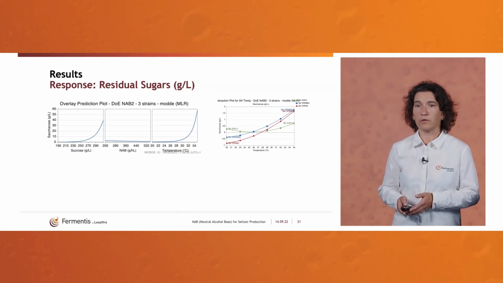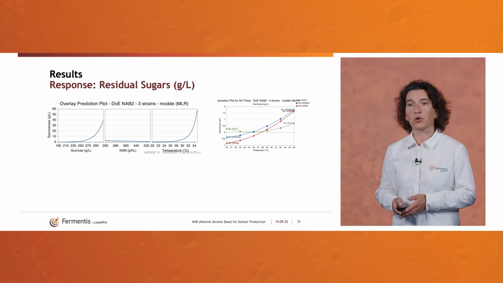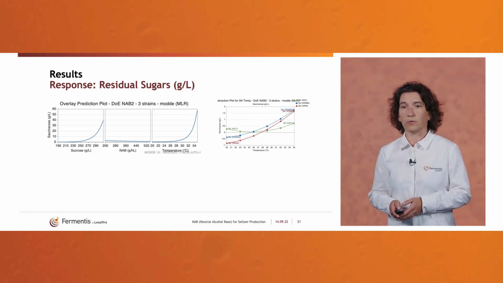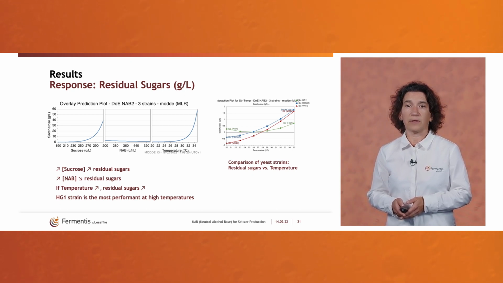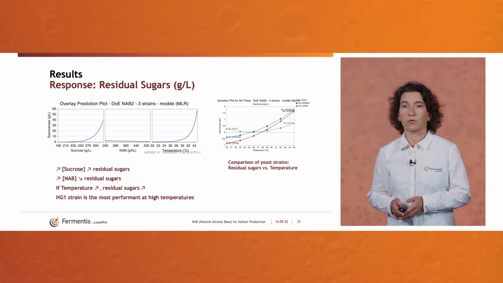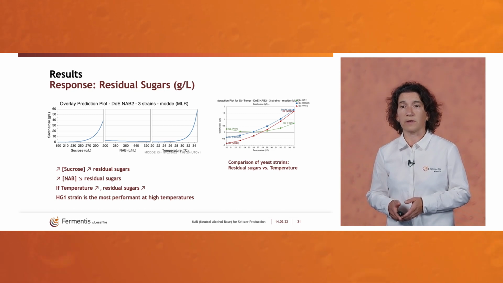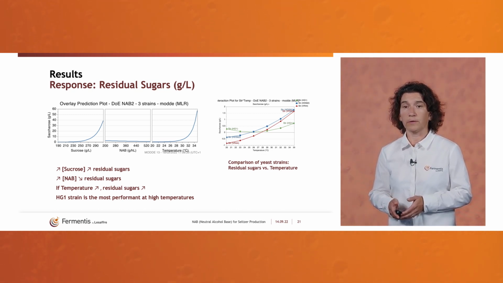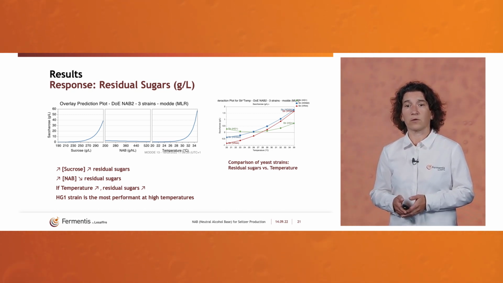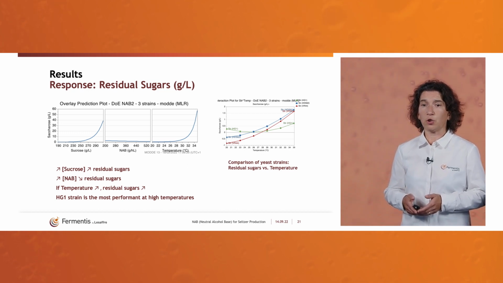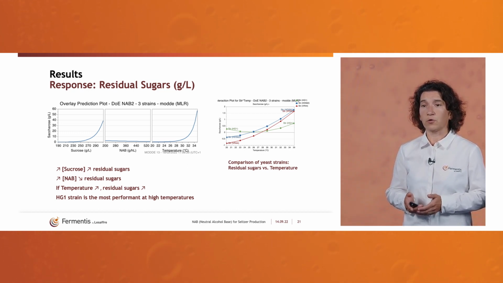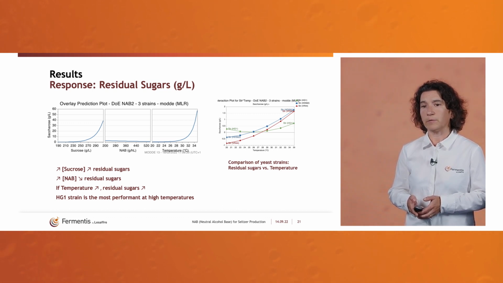So now, different graphs that are going to summarize the previous results. On the first graph, we can see that when we increase the quantity of sucrose, we also increase the quantity of residual sugar. If we increase the concentration of NAB, we tend to reduce the residual sugar. If the temperature increases, we also tend to increase the residual sugar in the medium.